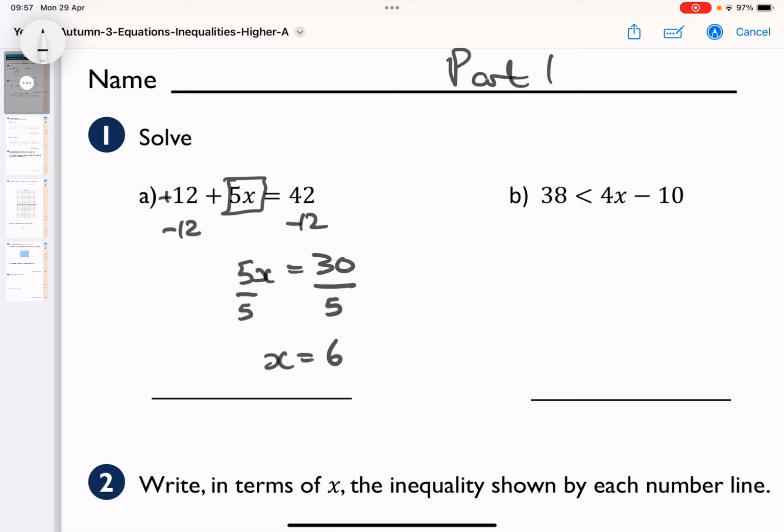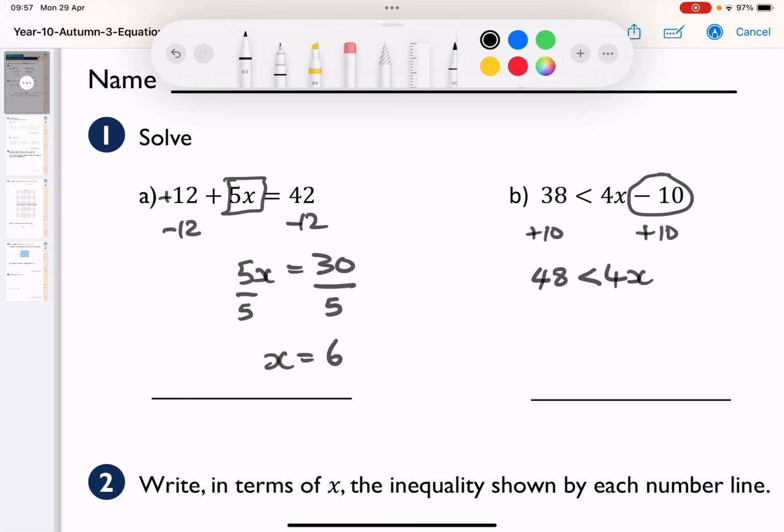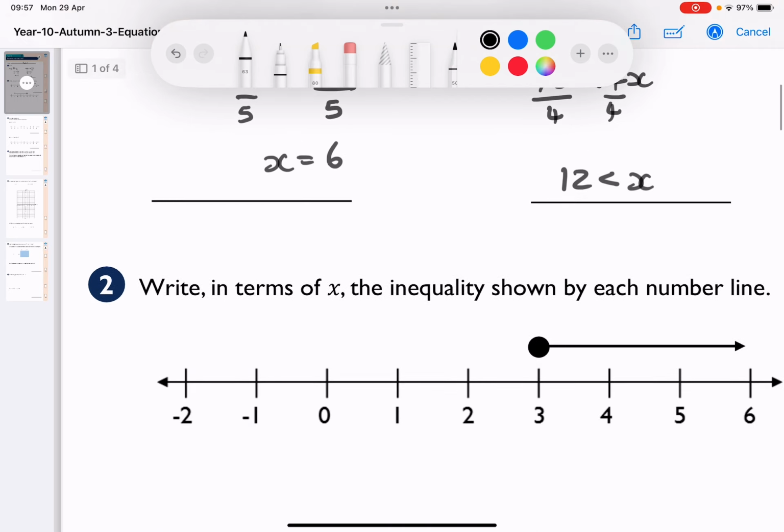My next one, my constant is the minus 10, so I add 10 to both sides, and that gives me 4x is bigger than 48, or 48 is less than 4x. Once again, I've got to divide by 4 here this time and divide by 4 here. So x is bigger than 12, or 12 is less than x. Remember, if you ever get an inequalities question in an exam, you have to write that inequality in. Usually the equations are done for you.